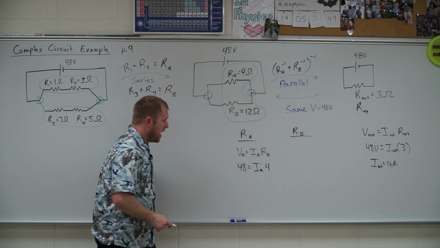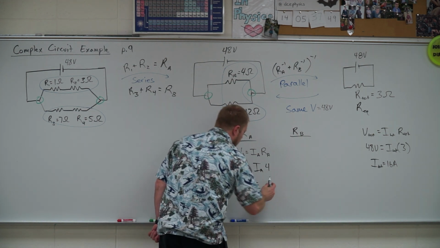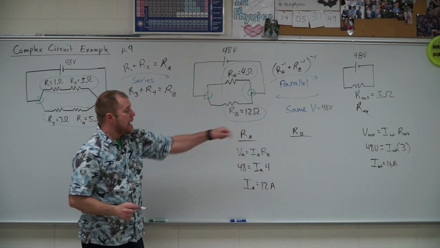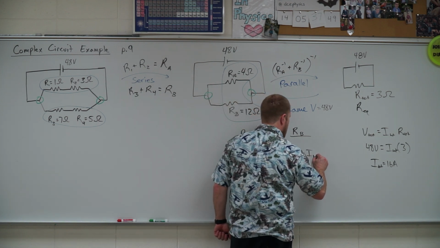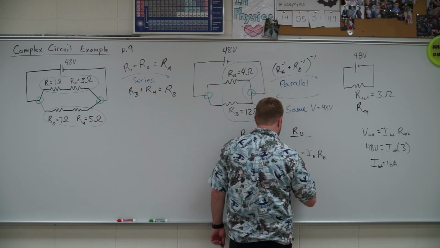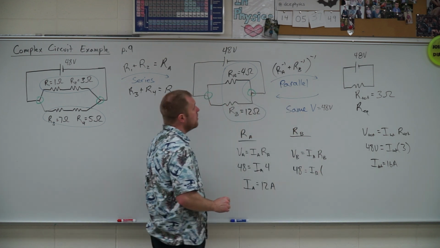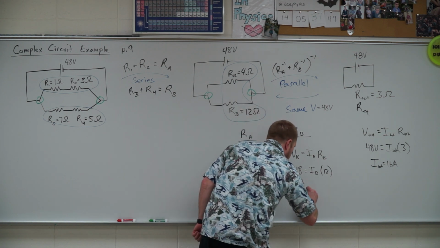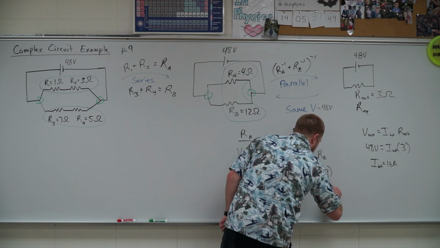And I could find the current flowing in that one. So the current in A is going to be 48 divided by 4, or 12 amps. In B, looking at B, the voltage of B is equal to IB times RB. And so I have 48 equals IB times RB, which was 12. Figure out the current. IB is equal to 4 amps.